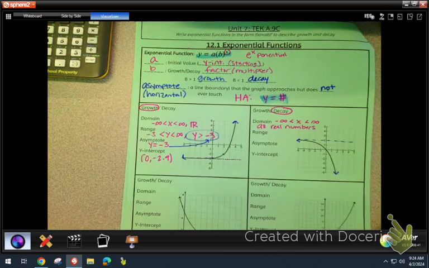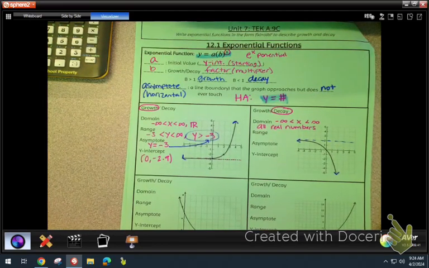Until April 23rd. Really forever, but especially until April 23rd. What's April 23rd? Your STAR test.